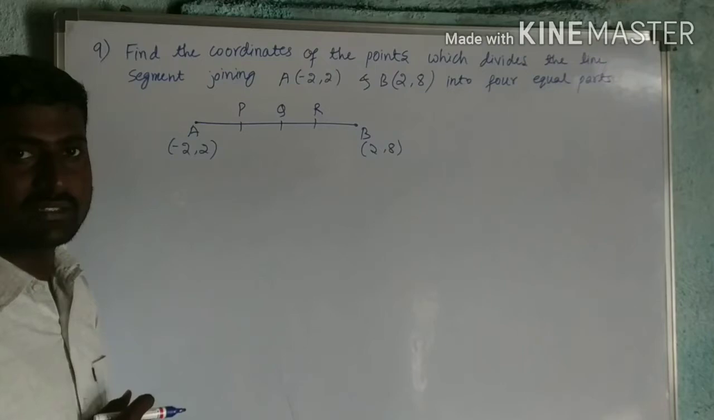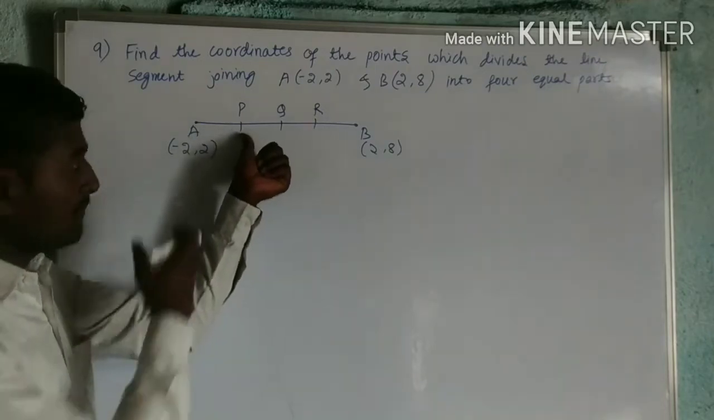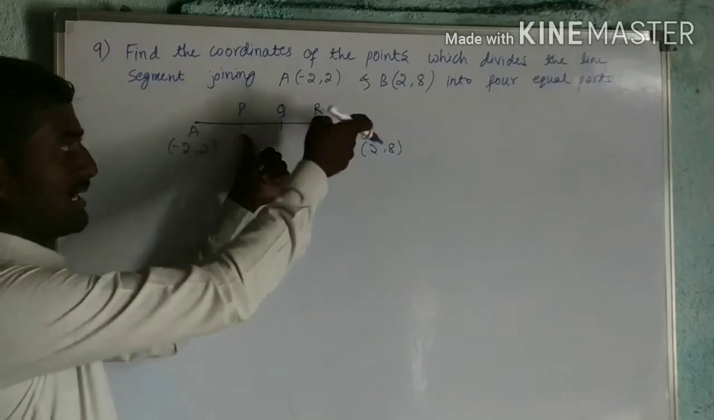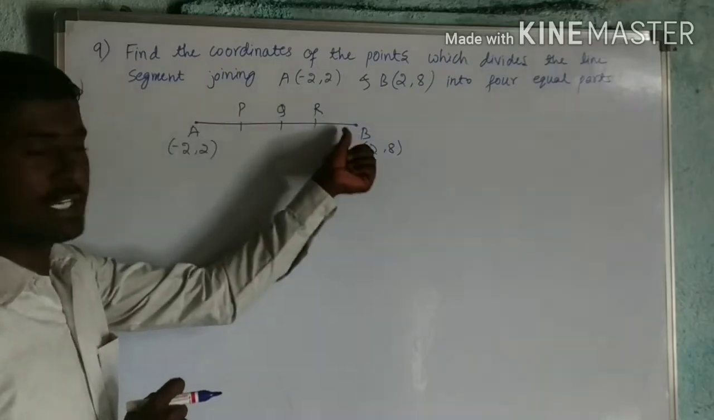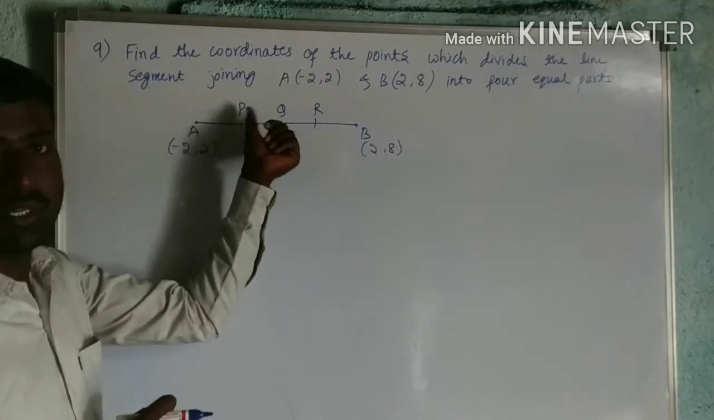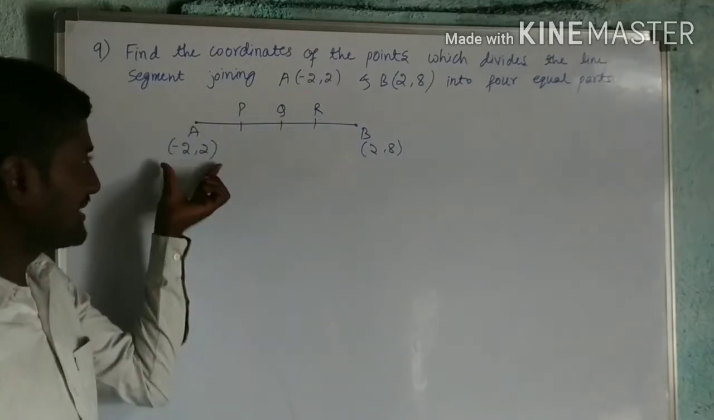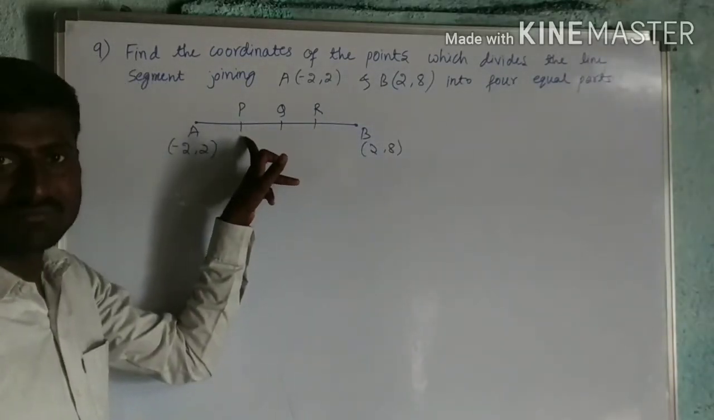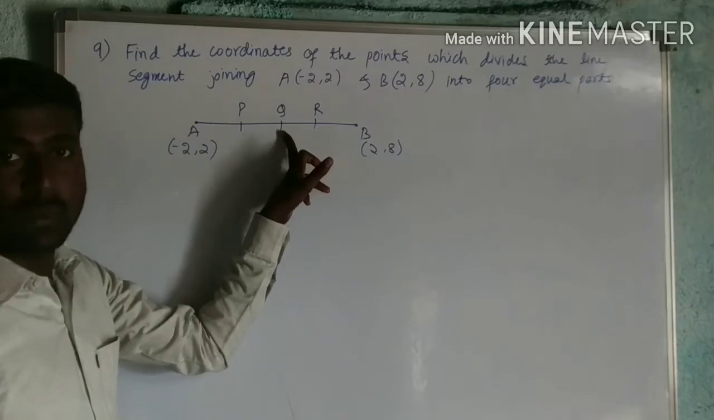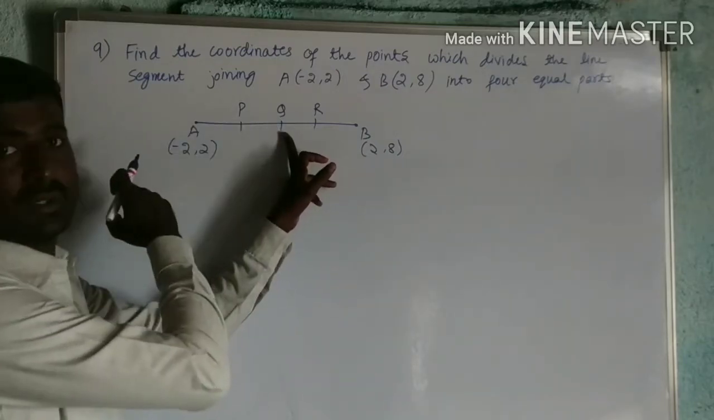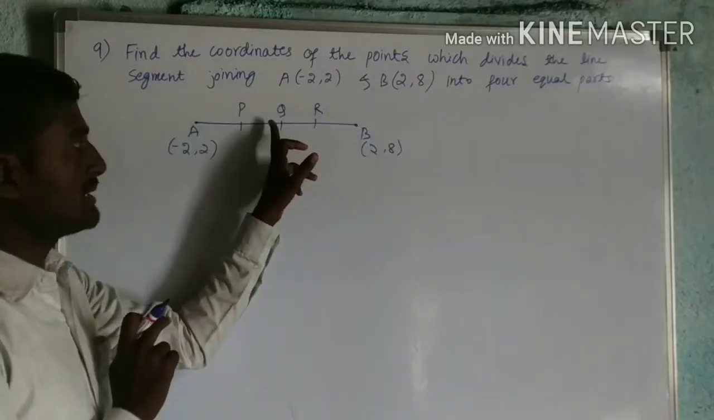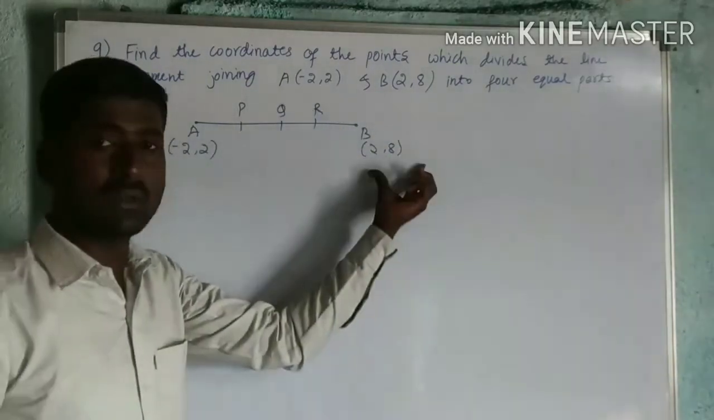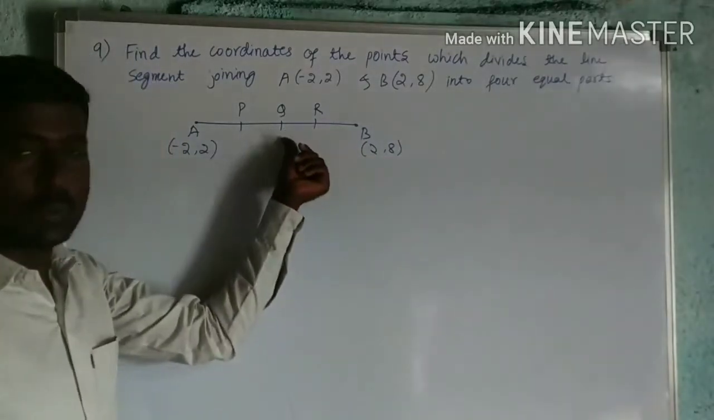How can we find it? To find the point P, left side how many equal parts? Only 1. Right side how many? 3. So 1:3 ratio, that is M1:M2 equal to 1:3. This has x1, y1, this has x2, y2. Apply the section formula, you get the point P. Am I right? Then for the point Q, this side 2 parts, that side 2 parts, means M1:M2 is 2:2 ratio. Take this as x1, y1, this as x2, y2. Apply the section formula, you get the point Q.